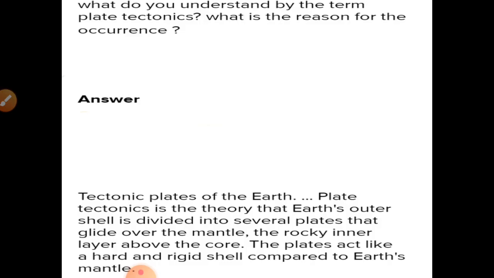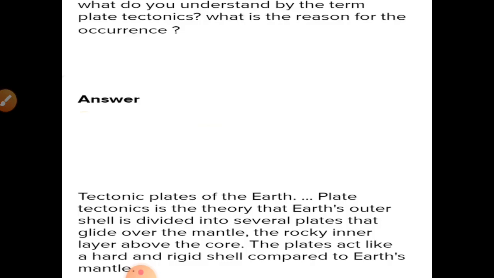Plate tectonics is the theory that earth's outer shell is divided into several plates that glide over the mantle, the rocky inner layer above the core. The plates act like a hard and rigid shell compared to earth's mantle.